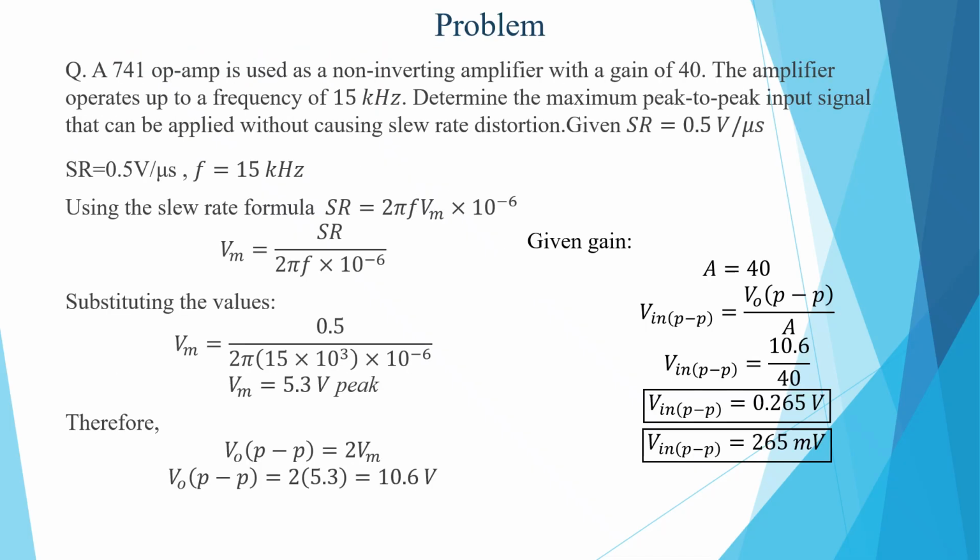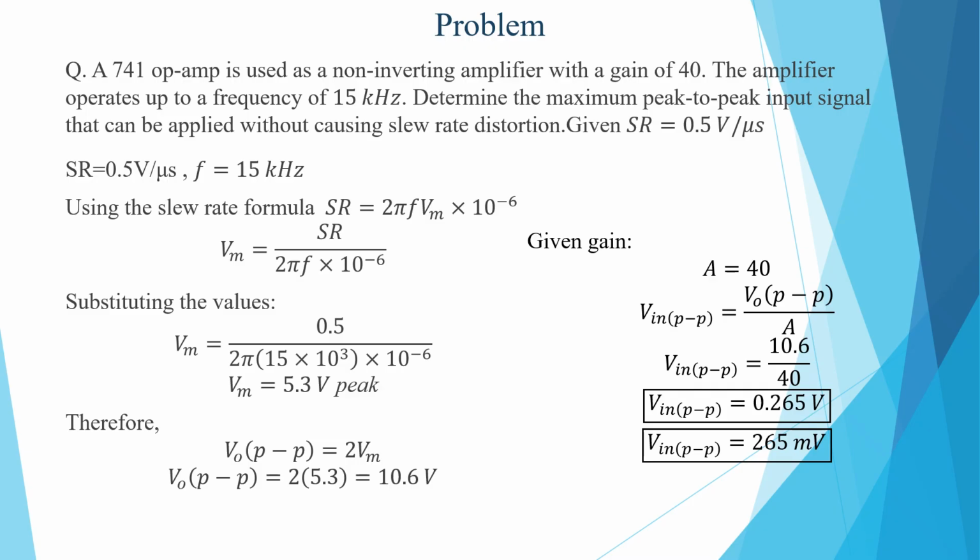Now let's look into a problem on slew rate. A 741 op-amp is used as a non-inverting amplifier with a gain of 40. The amplifier operates up to frequency 15 kHz. Determine the maximum peak-to-peak input signal that can be applied without causing slew rate distortion. Given slew rate equal to 0.5 volt per microsecond. Slew rate is given as 0.5 volt per microsecond and frequency is given as 15 kHz.